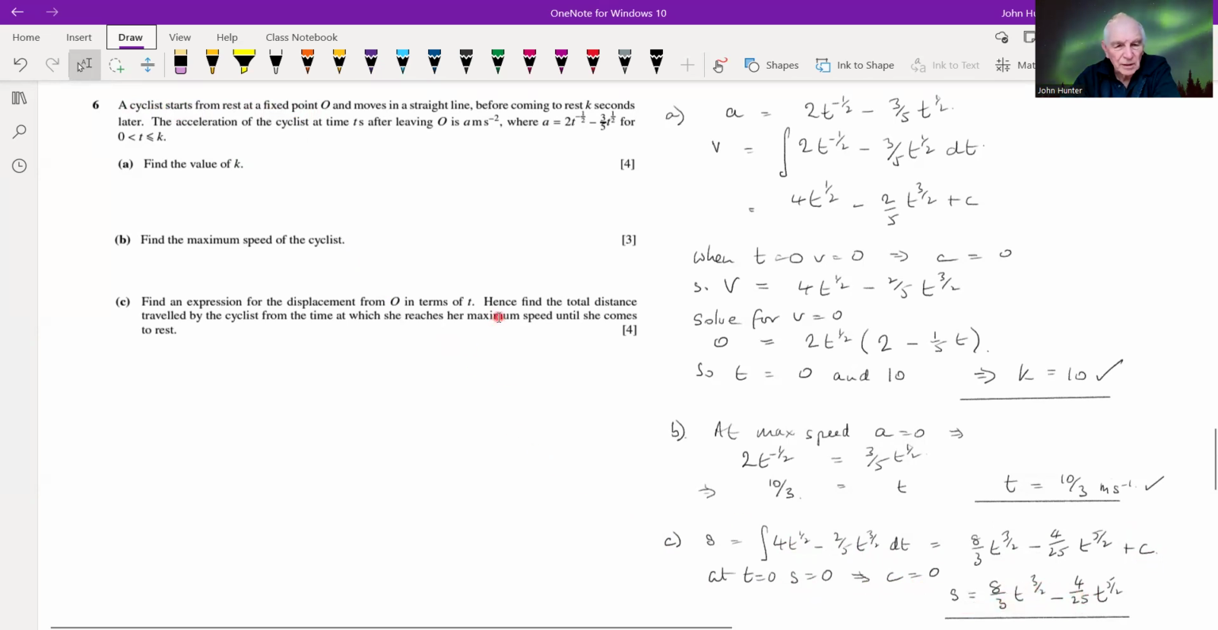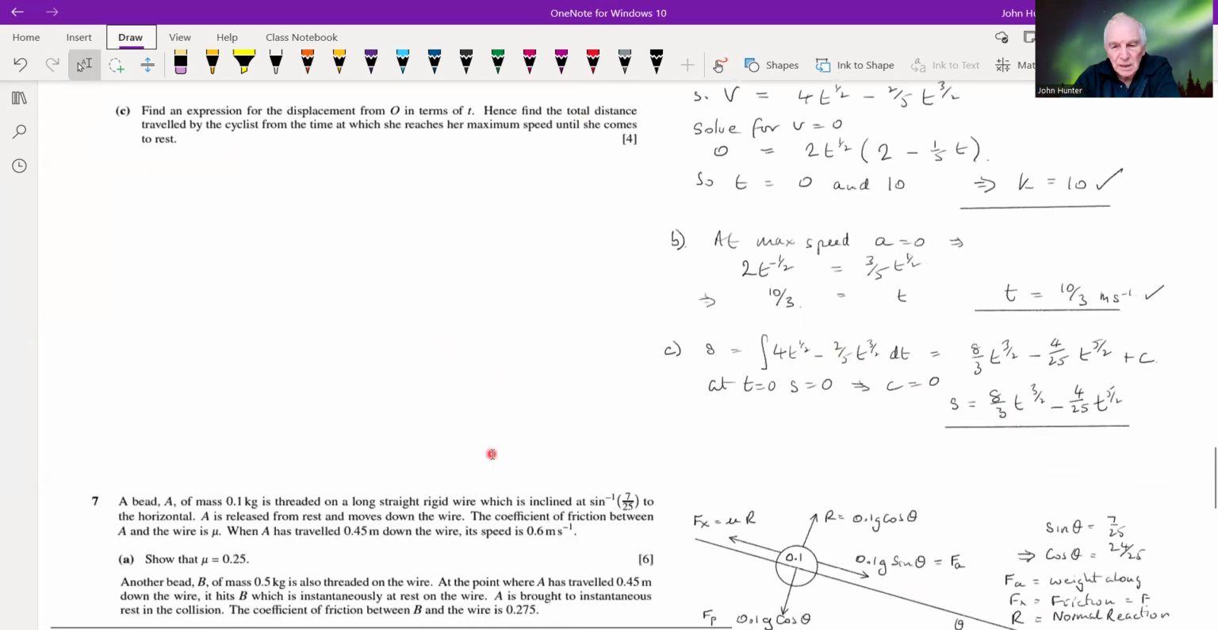Okay, so that's that. I haven't actually done the last part. Find the total distance travelled by the cyclist from the time at which she reaches her maximum speed until she comes to rest. Okay, well, I'm not working that through, but that's something perhaps you can just finish off. Right.